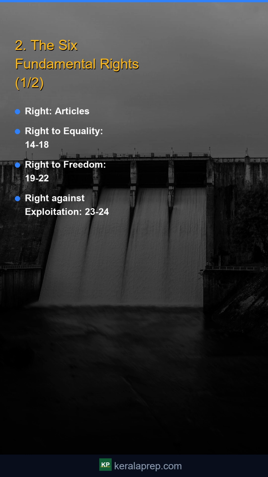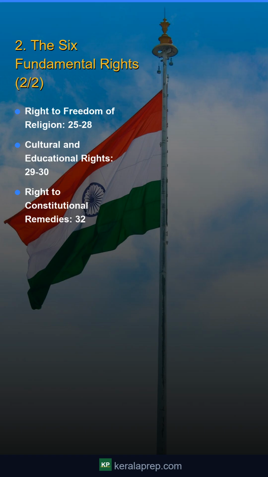2. The 6 fundamental rights. Right, Articles. Right to equality, 14 to 18. Right to freedom, 19 to 22. Right against exploitation, 23 to 24. Right to freedom of religion, 25 to 28. Cultural and educational rights, 29 to 30. Right to constitutional remedies, 32.